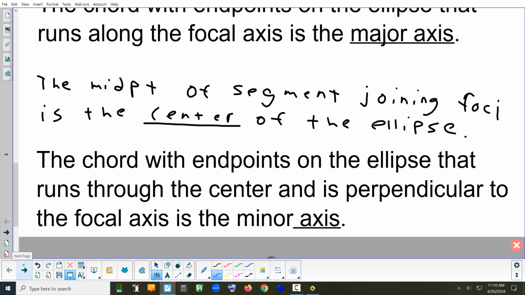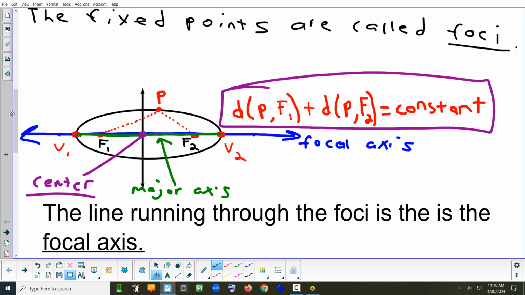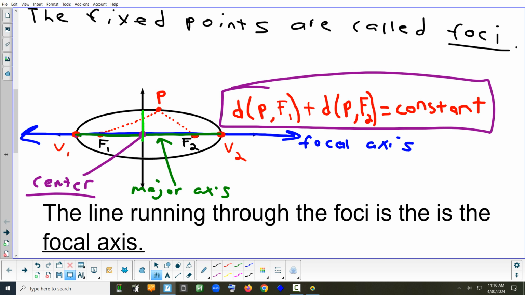So I described to you the chord in the ellipse that runs the long way. That's called the major axis. The chord that runs the short way, that's called the minor axis. I'll go back up and draw that in. What color can I use? I got bright green. So that chord that I just drew right there, that's the minor axis.